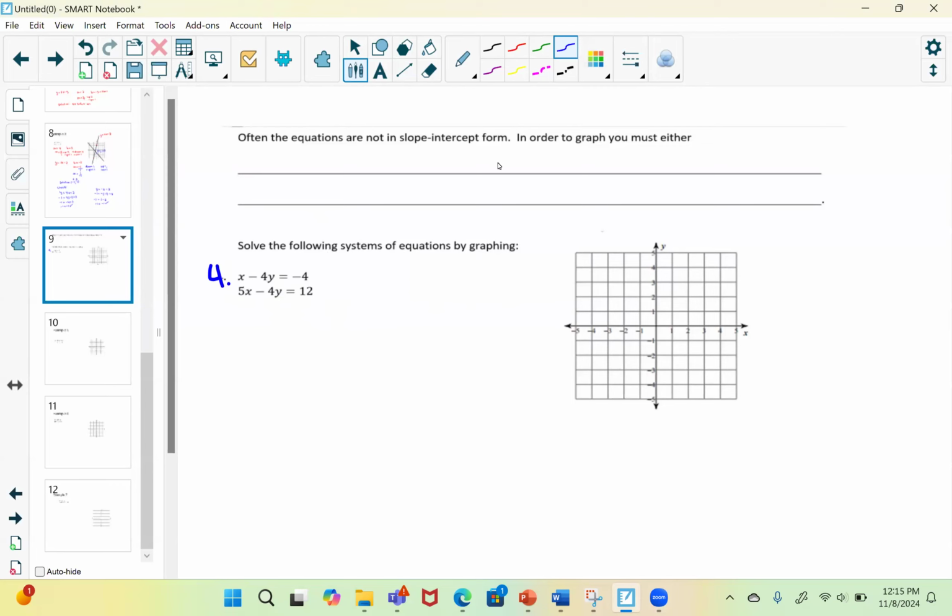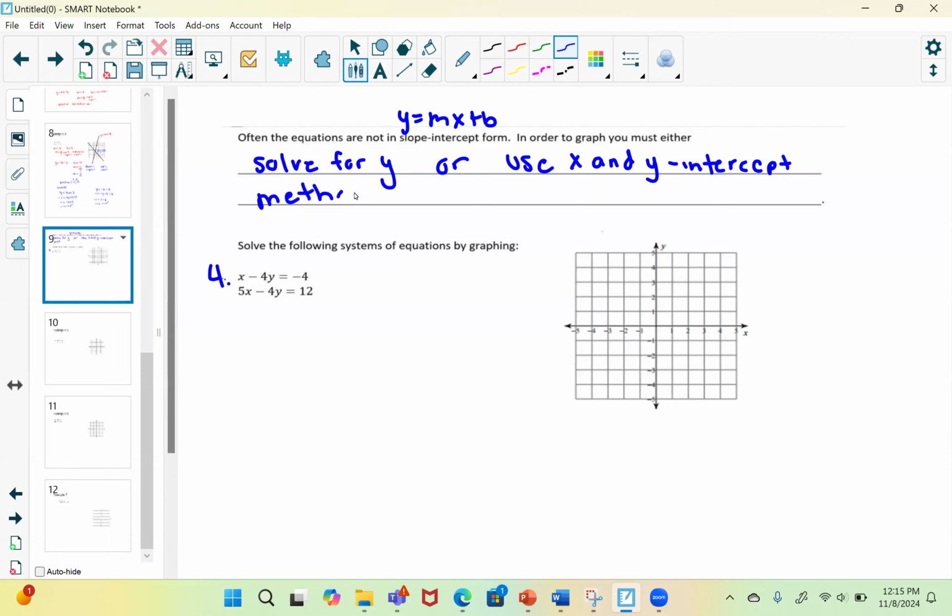So if the equations are not in slope-intercept form, which again is y equals mx plus b, to graph them, you must either solve for y to get it into slope-intercept form, or use the x and y intercept method. Okay. So you can generally pick which way you graph.